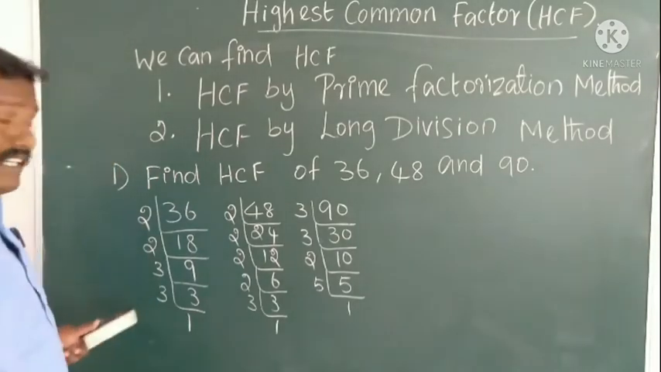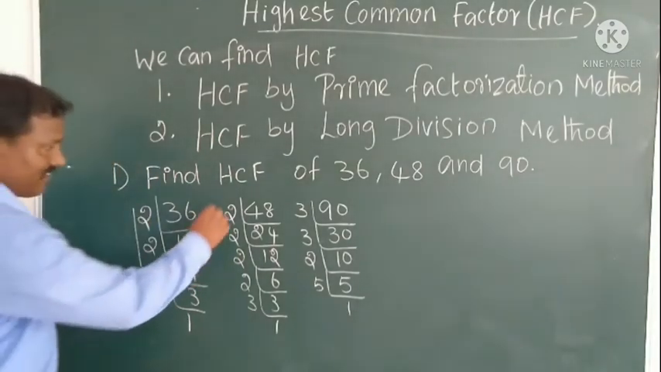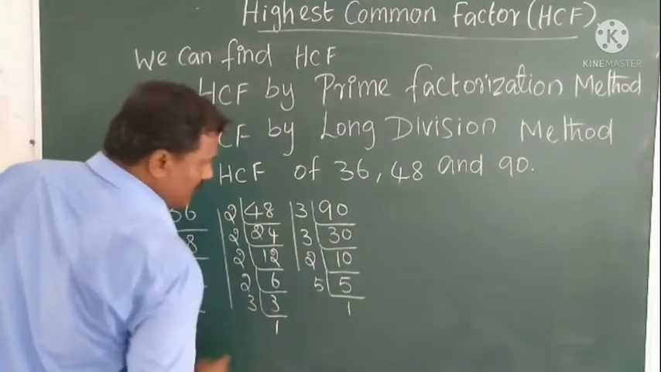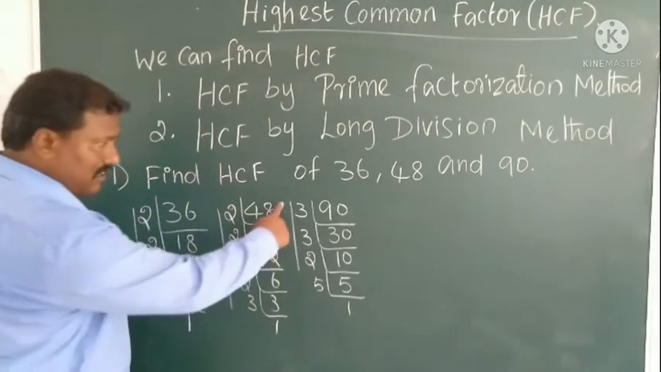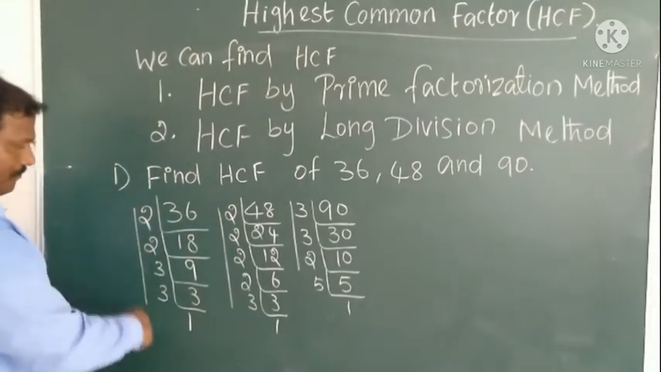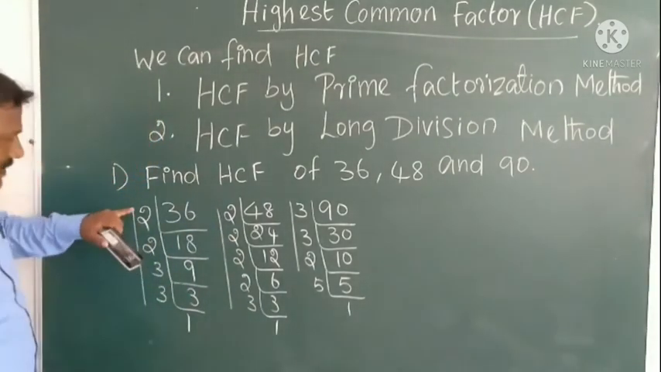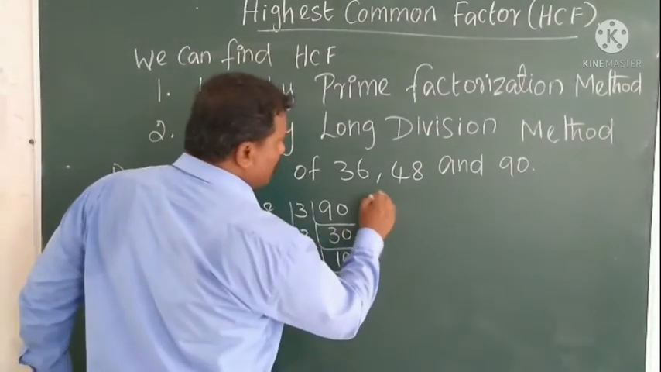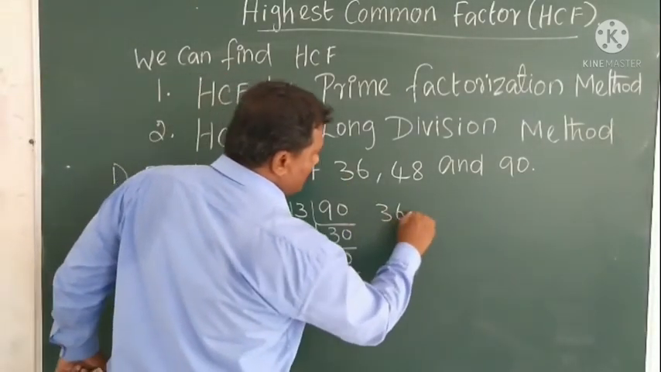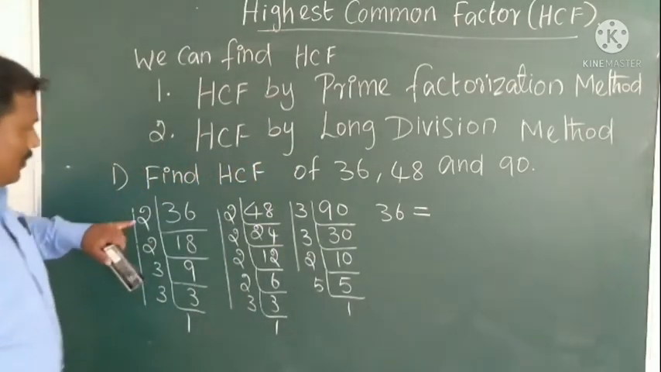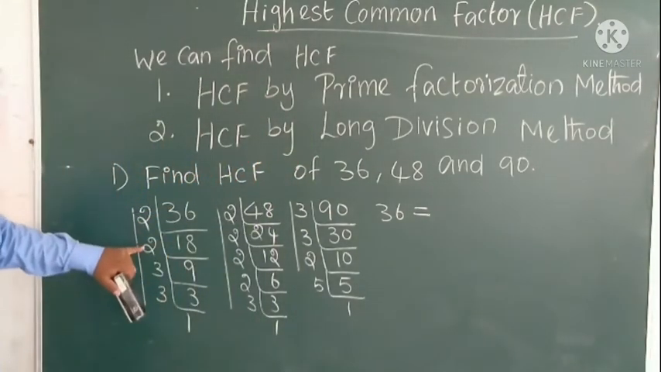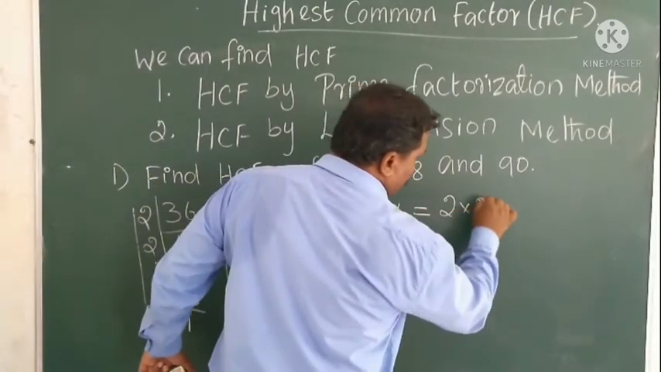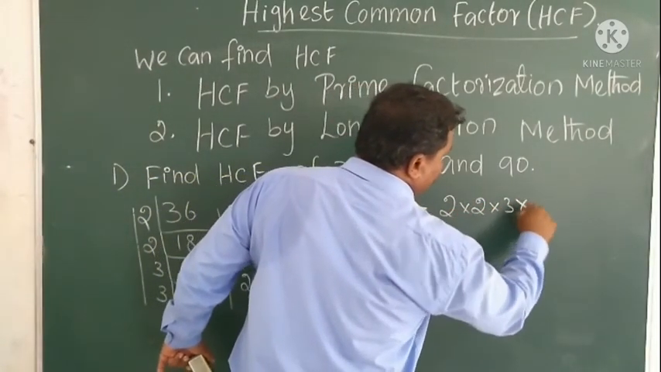So we have to collect and write all the factors only this side. Okay. So don't take this. You have to collect and write all the factors only this side. So first I will take 2 into 2 into 3 into 3. 36 factors: 2 into 2 into 3 into 3.